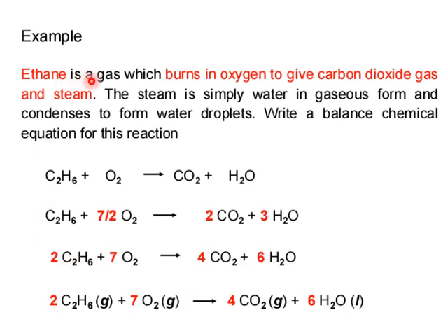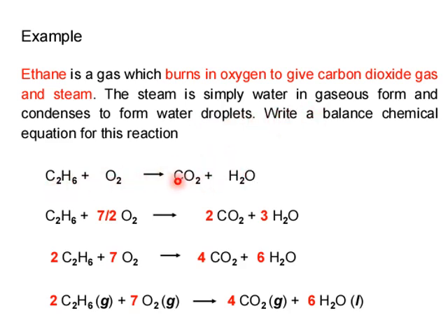So look at this example. Ethane is a gas which is burned in oxygen. When we talk about burning, it's actually plus O2, to give carbon dioxide gas and steam. Carbon dioxide gas, CO2, and steam. Steam is H2O. Steam is simply water in gaseous form, and it condenses to form water droplets. So write a balanced equation. What you have given here is not balanced.